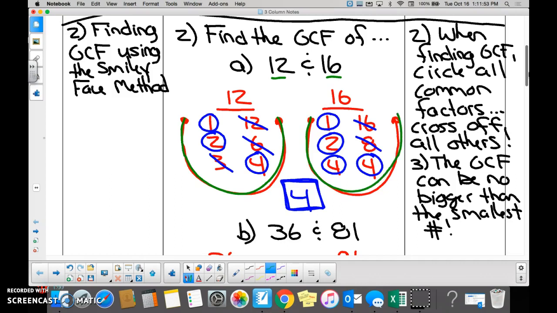And then what we did, this was fun, is we circled all the numbers that were common. And then we crossed off all the numbers that were not common, right? Yes. So after circling all the numbers that were in common, what was the greatest common factor? 4. Now we went down to 36 and 81, right?